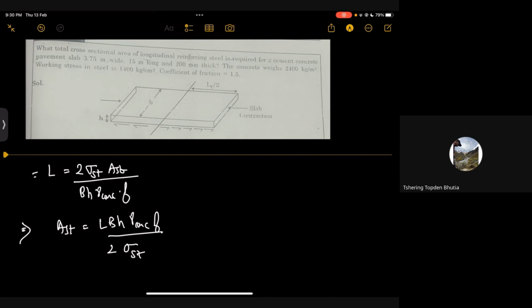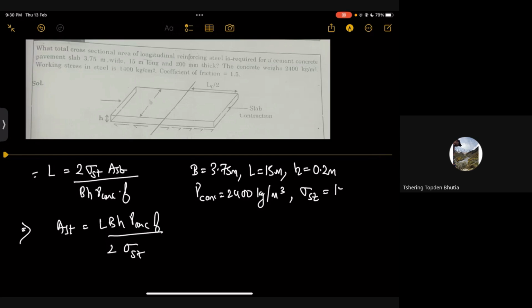So guys, if you can solve, you can solve and comment in the chat. Okay, so let me write what is given. Pavement slab 3.75 meter wide, so B is equal to 3.75 meters. Length is 15 meters long and thickness is 0.2 meter, that is 200 mm. Concrete weighs 2400 kg, so gamma concrete is 2400 kilogram per cubic meter, working stress sigma ST is 1400 kilogram per square centimeter, and small f is equal to 1.5. Okay guys, if you can substitute this over here, please tell me the answer.